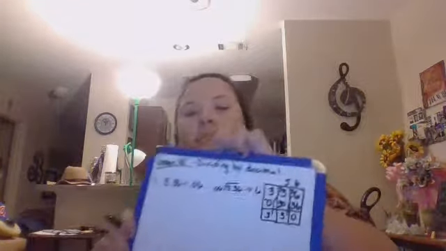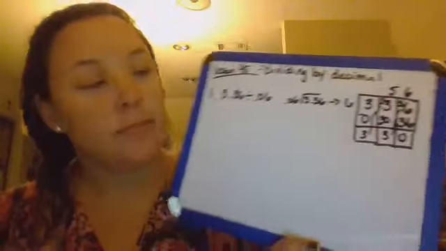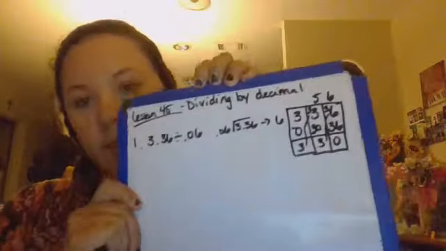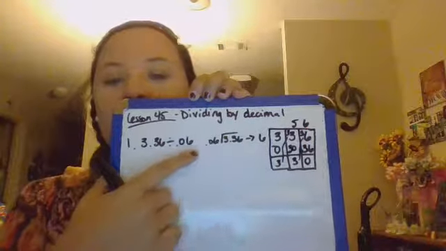All right, so today we're going to do lesson 45, which is dividing by decimals. And we're going to do a couple problems. The first one is 3.36 divided by 0.06.